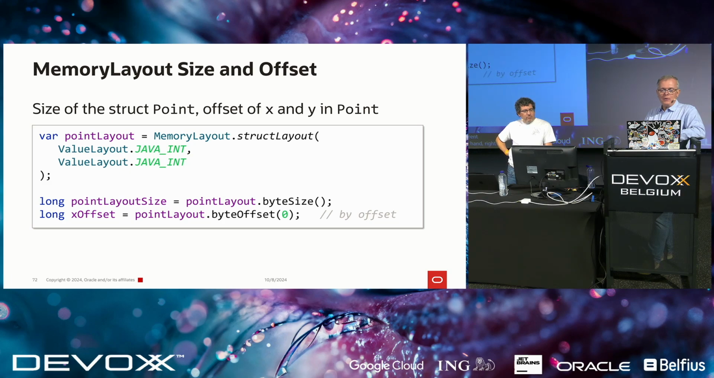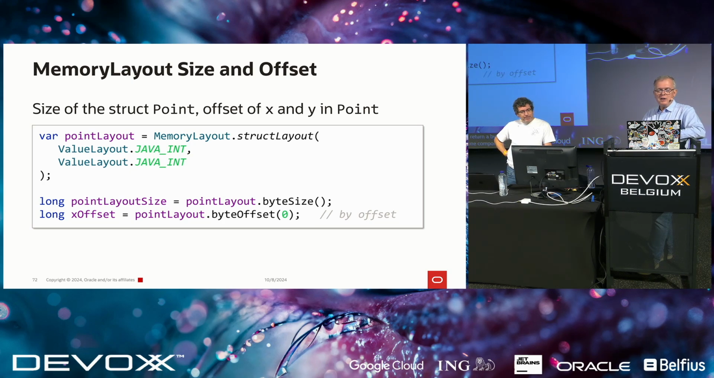You have the byteSize of this point layout, and if you want to compute the offset that takes you to the first component, it's pointLayout.byteOffset(0). If you want to access the second one, you will need to call pointLayout.byteOffset, and then because JAVA_INT is on 4 bytes, you need to pass 4 as an argument. By the way, you could also pass ValueLayout.JAVA_INT.byteSize(). It returns a byte offset; it doesn't take a byte offset. Yeah, so it's one component.